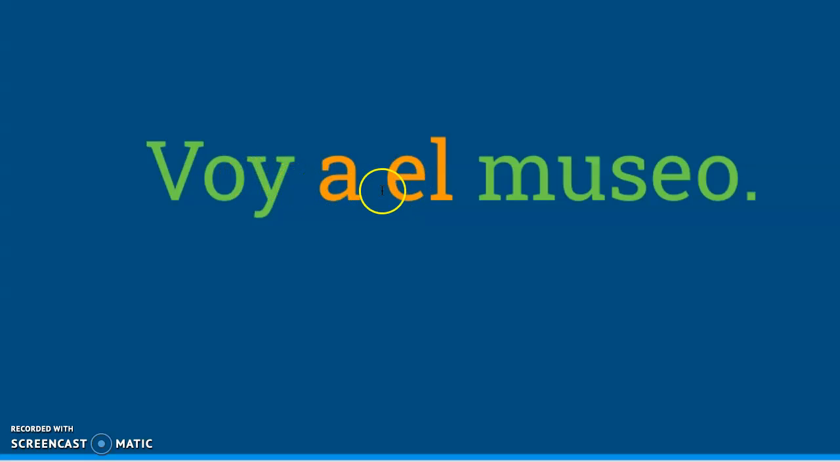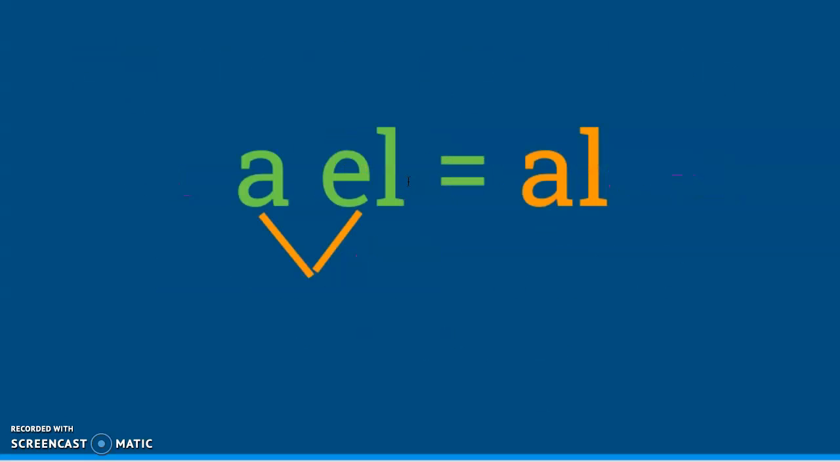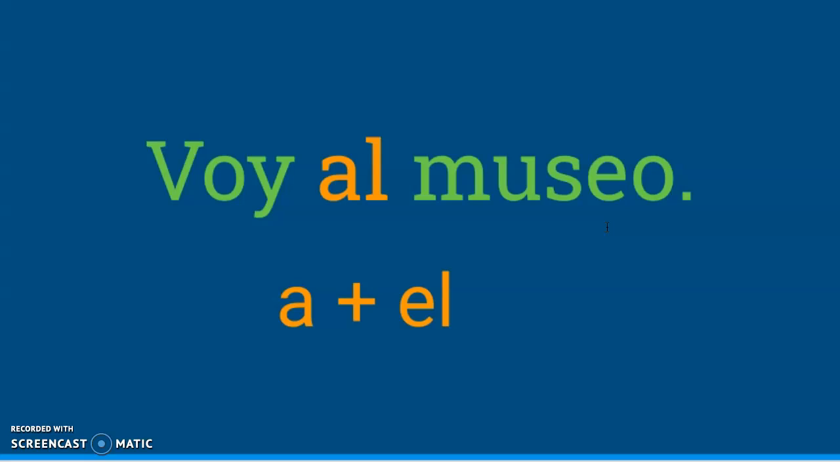So if I were to say voy a el museo, voy a el museo, voy al, see, it already started happening, voy al museo. It's almost like that E doesn't even exist. So instead of saying a el, Spanish speakers will combine those vowel sounds and create a brand new word: al. It means exactly the same thing. It's like our contractions, like cannot and using can't instead, or do not and saying don't. We know it means the exact same thing. It's just shorter and easier to say. That's exactly what this is. So it still means to the, it's just shorter and faster to say. So I would say voy al museo because I combine these two.